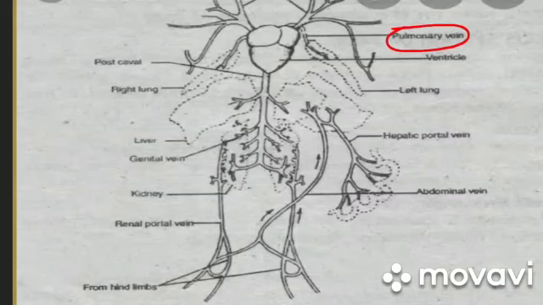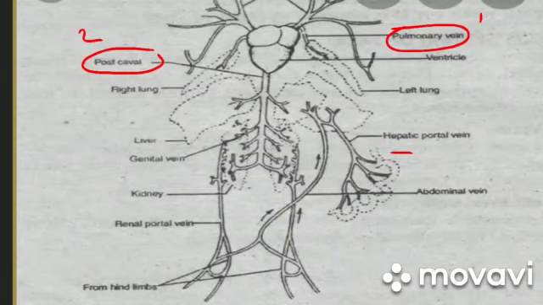This is the diagram of venous system of frog. In this diagram, pulmonary vein is encircled. This vein collects oxygenated blood from lungs and drains into the left auricle. Then postcaval is also encircled, which collects the deoxygenated blood from all the lower parts of the body.